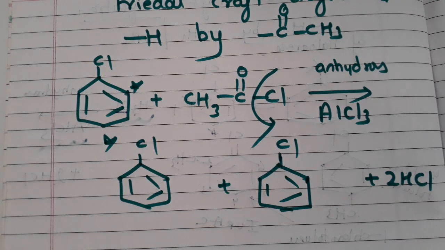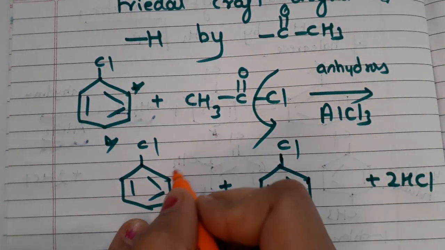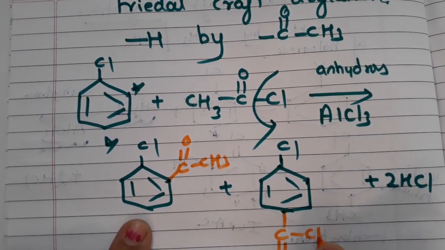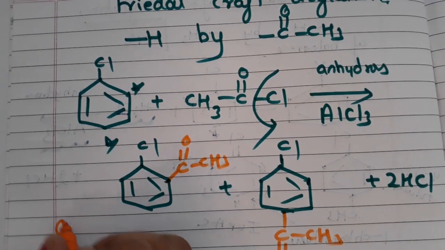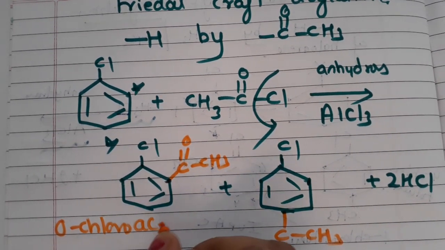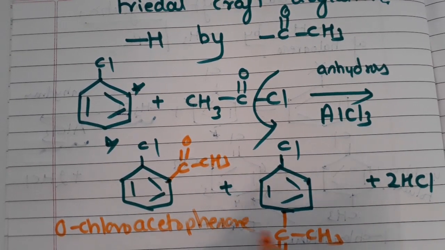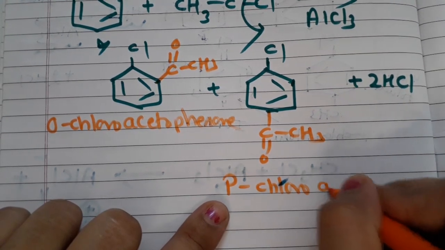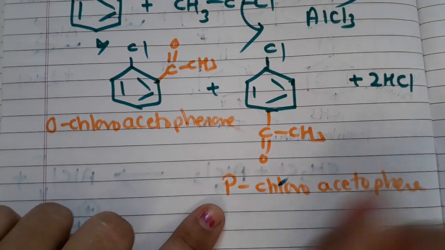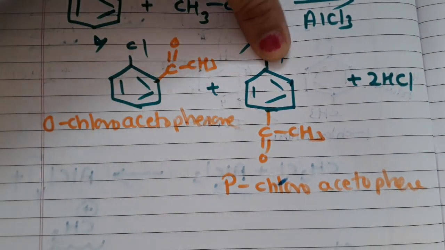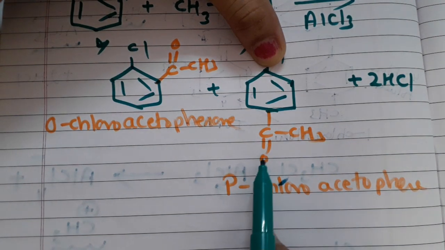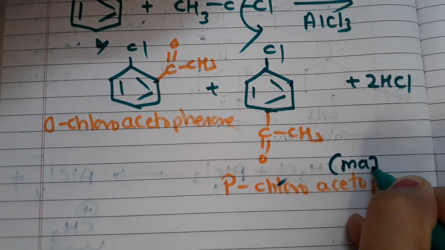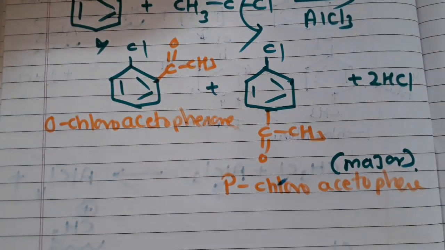So which is the ortho and which is the para? See, here I am writing COCH3. Here COCH3. So it is orthochloroacetophenone, and this is parachloroacetophenone. Now what is this acetophenone, students? This is acetophenone, a benzene ring and C double bond O CH3. Now in this case also para products are generally major. Para product is major over here.